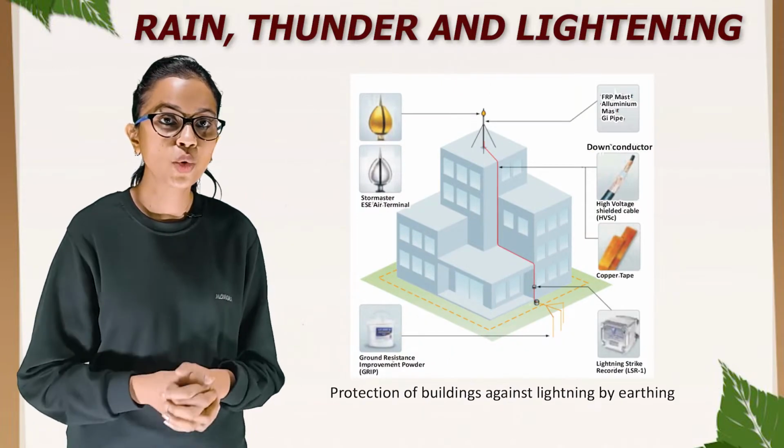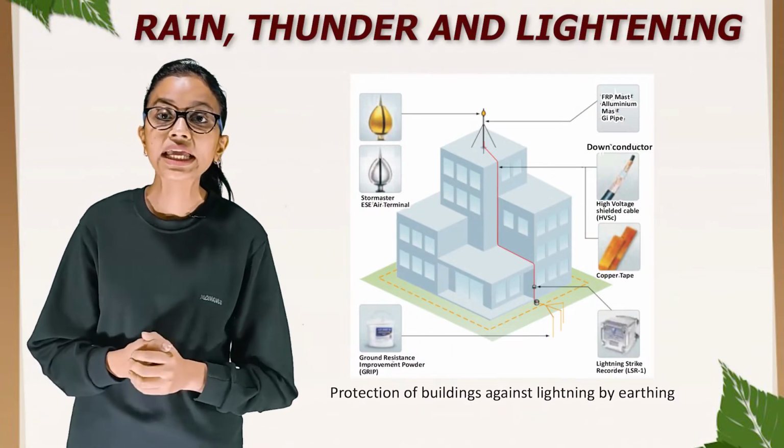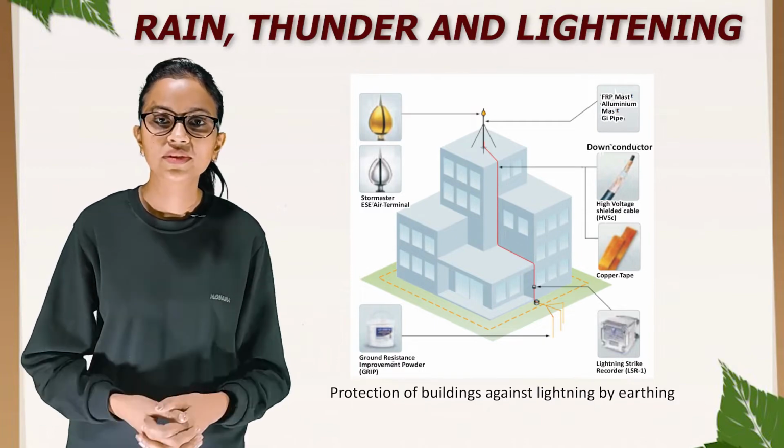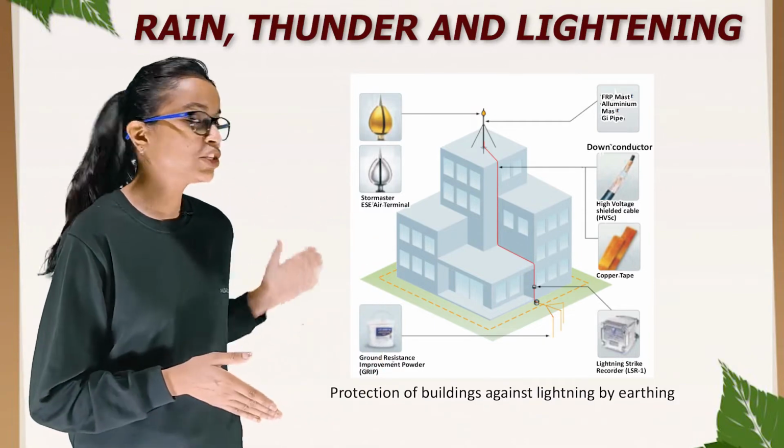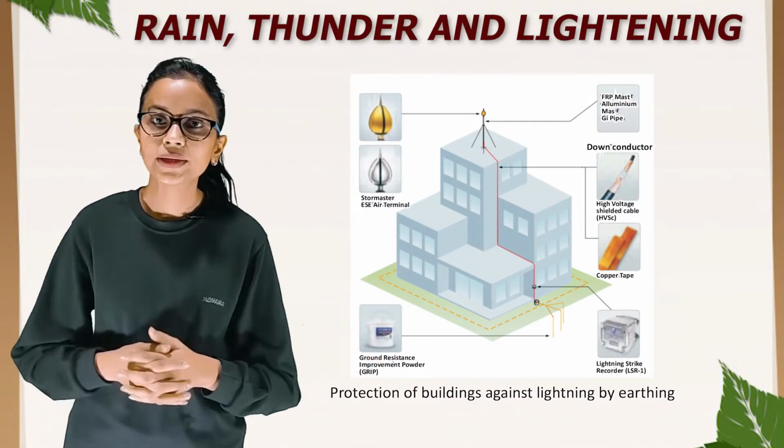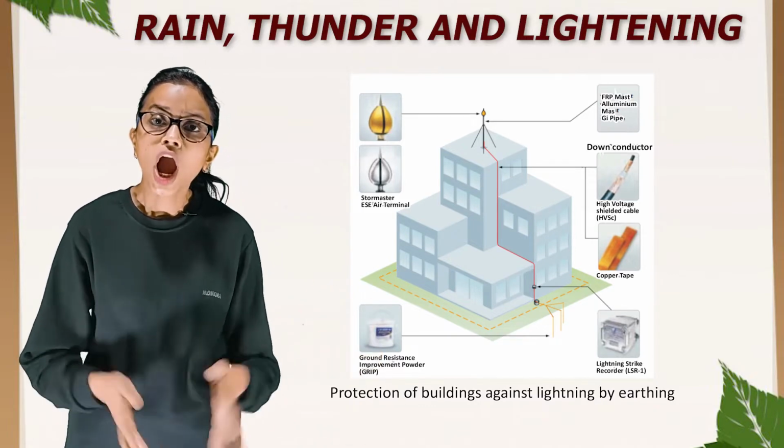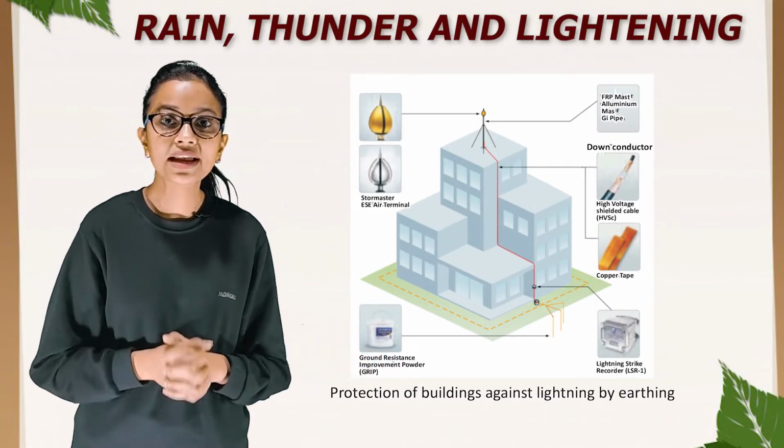This is the picture showing protection of buildings against lightning by earthing. So students, see this picture and go through it and try to understand how the protection of building against lightning takes place by earthing.